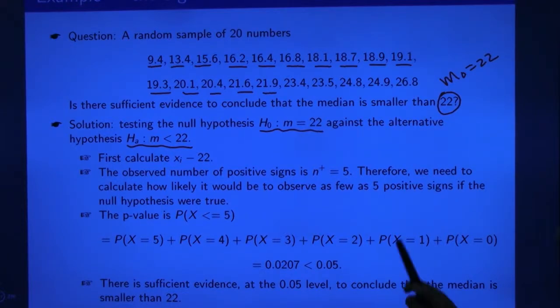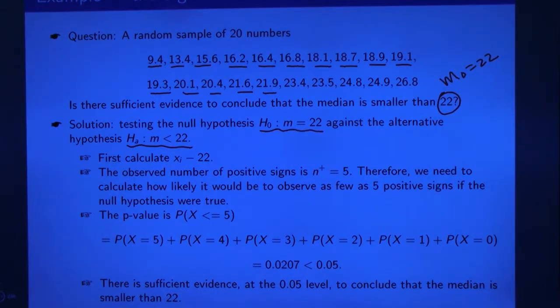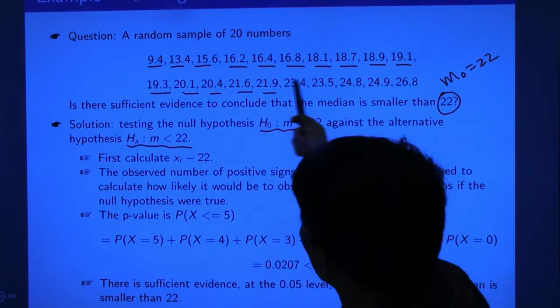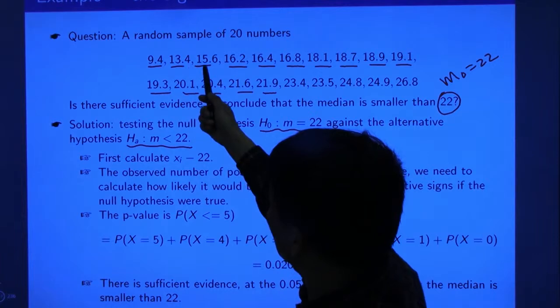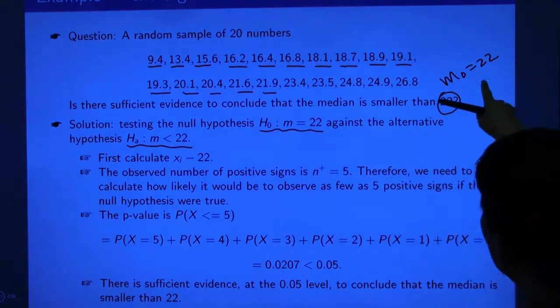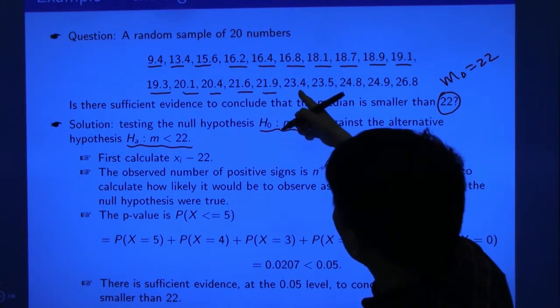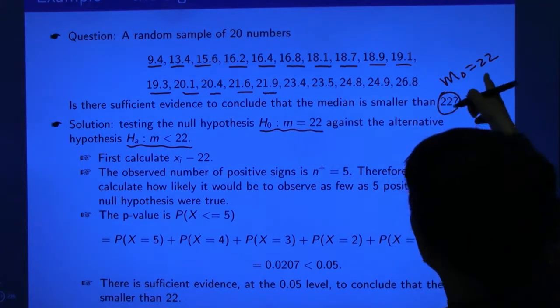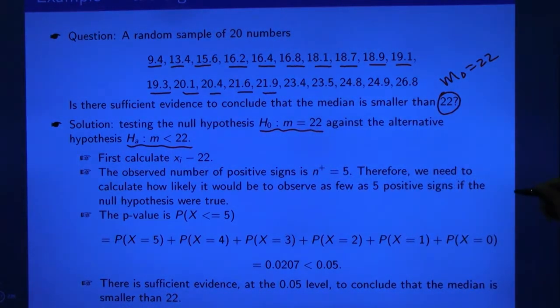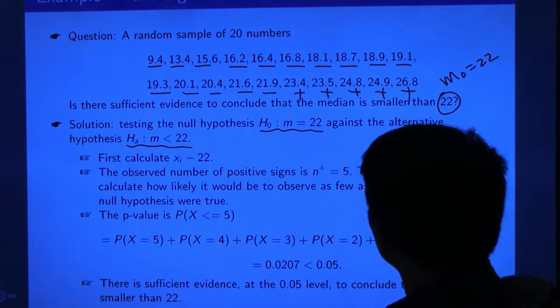And as we said, we don't care about the absolute value. This one minus 22 equals what? We don't care. We only care whether the result has a positive or negative sign. So this one minus 22 will have a negative sign. This one has a negative sign. All the way up to this point, 21.9 minus 22, we get a negative sign. And 23.4 minus 22 gives us 1.4, which has a positive sign. So this one is positive, and positive, positive, positive, positive.